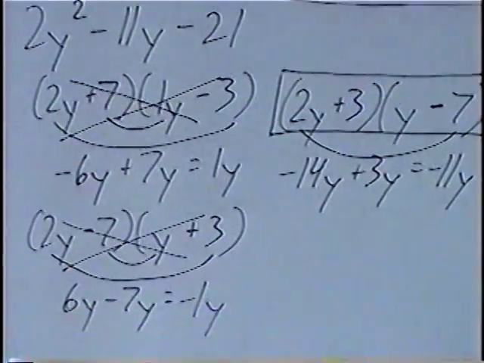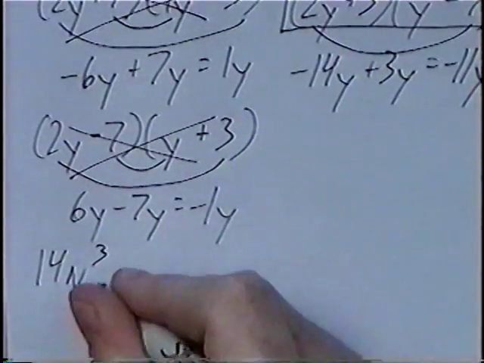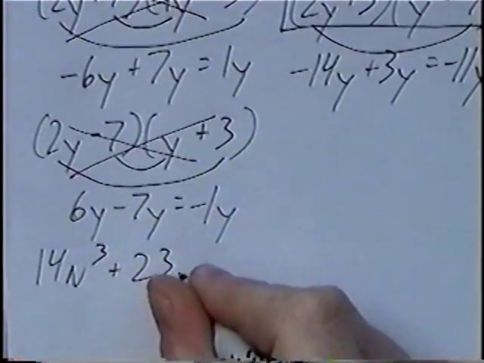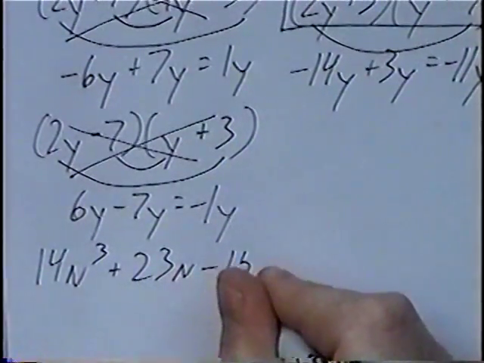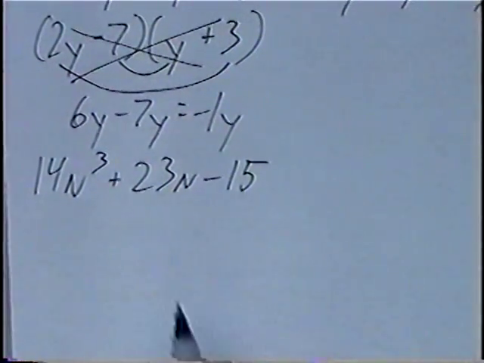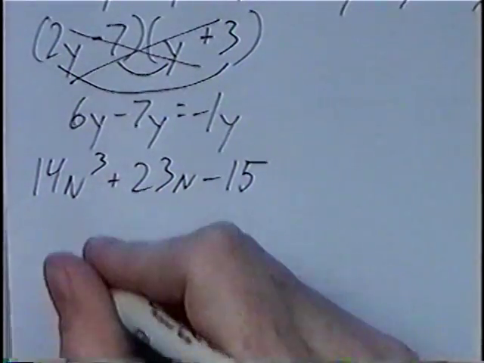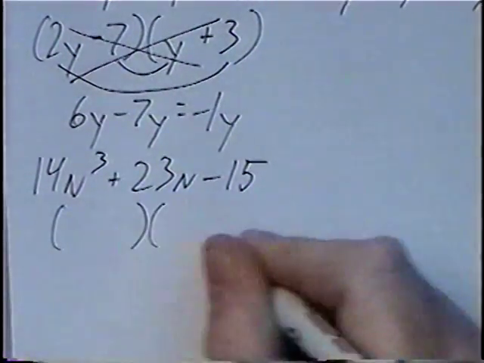Second question, and last question for the section. 14n squared plus 23n minus 15. And again, if you wanted to, you could factor this using the diamond and factor by grouping, or we can also factor by guess and check.